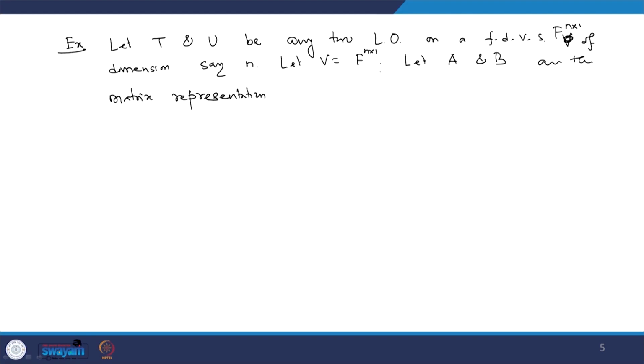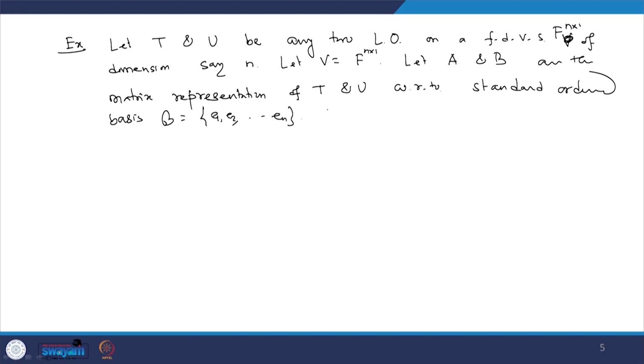Let A and B be the matrix representations of T and U with respect to the standard ordered basis B equal to E1, E2 and En. Consider the following problems associated to AB and BA.